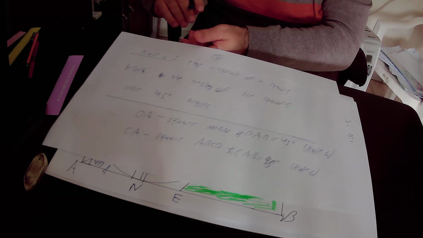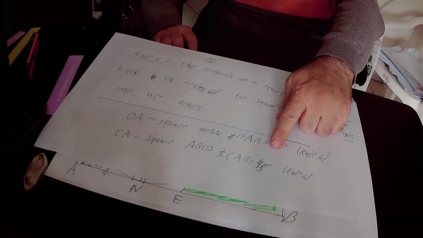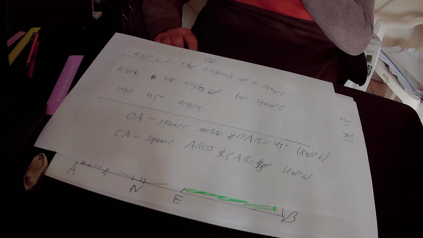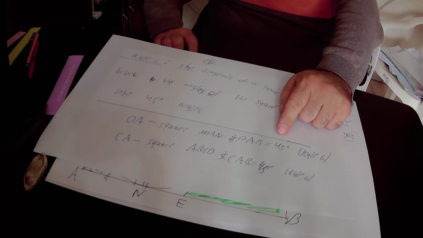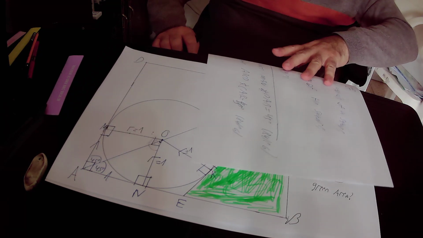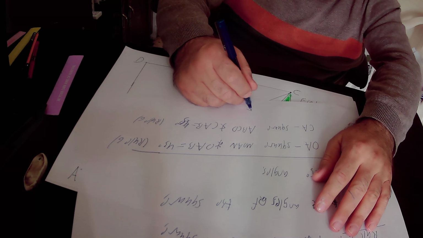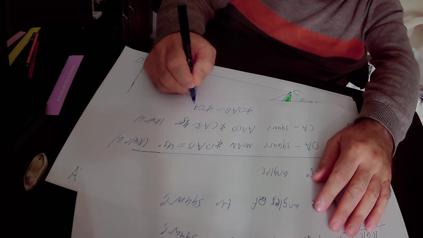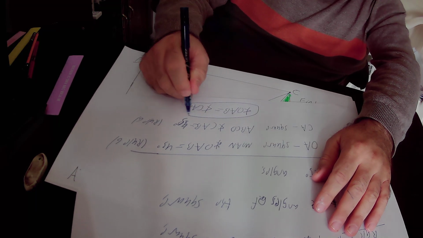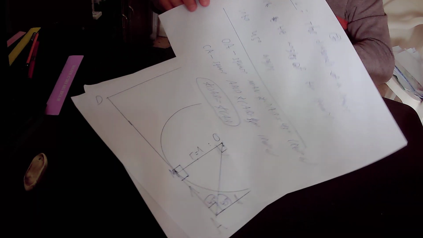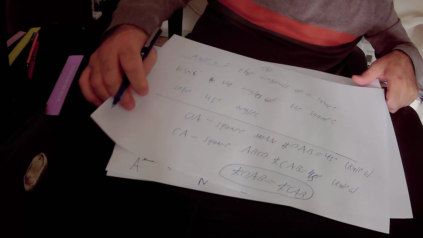Angle CAB, actually of square ABCD, also equals 45 degrees according to rule number 6. Because those two angles are both equal to 45 degrees, we conclude that angle OAB equals angle CAB. Angle OAB equals angle CAB because those two angles are both equal to 45 degrees, therefore they are equal to each other.